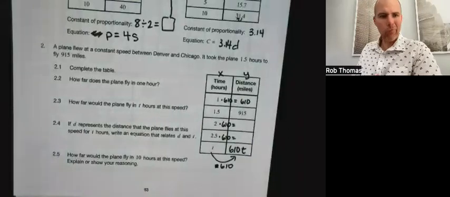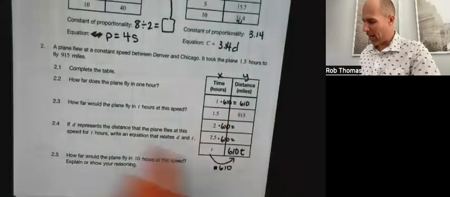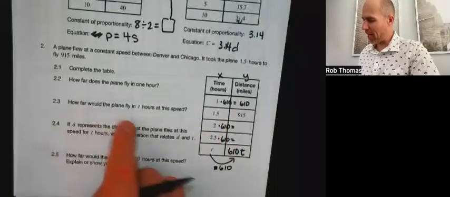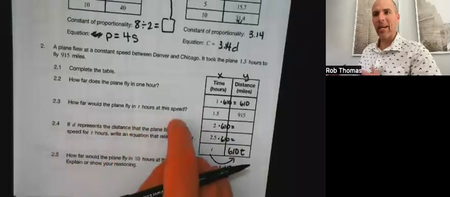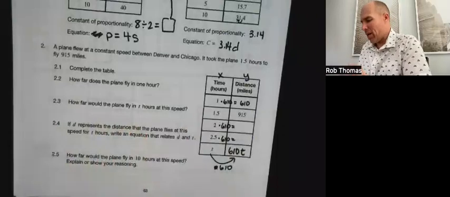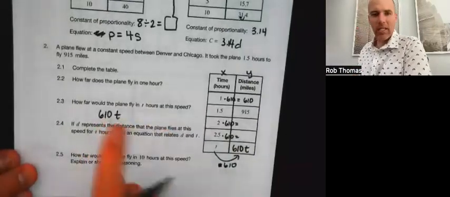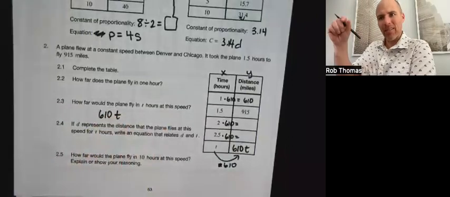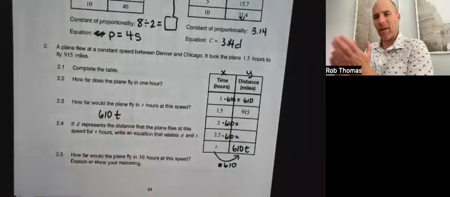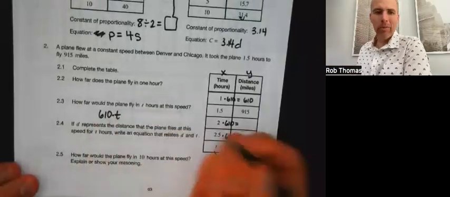All right. How far does the plane fly in 1 hour? Well, we got it right there in our table. So there you go. How far would the plane fly in t hours at this speed? Again, we don't know because we don't know what t is, but we can express our answer. We can say, well, whatever it is, it'd be 610 times t. When I put that t next to that number with nothing in between it, I'm saying 610 times t. Now you could put a dot there, but nobody does it. You don't need it.